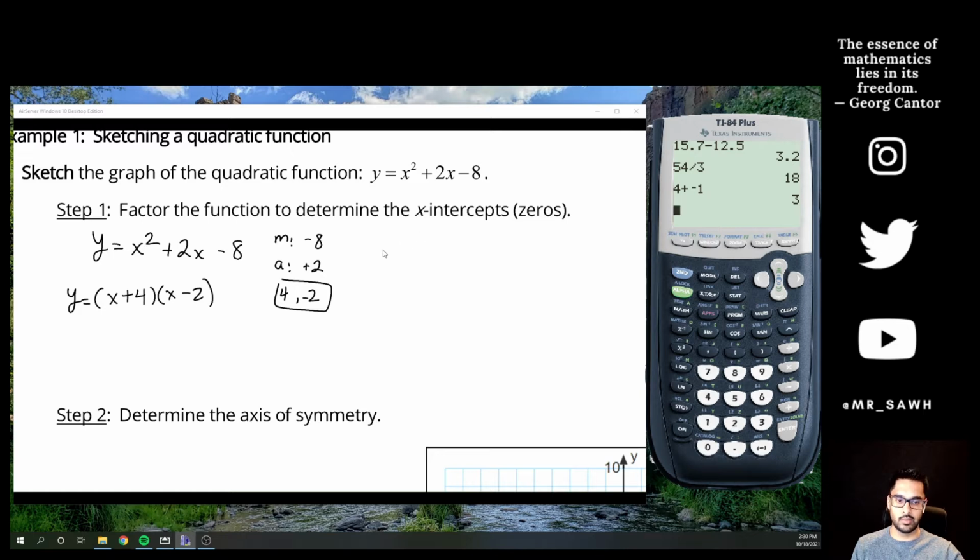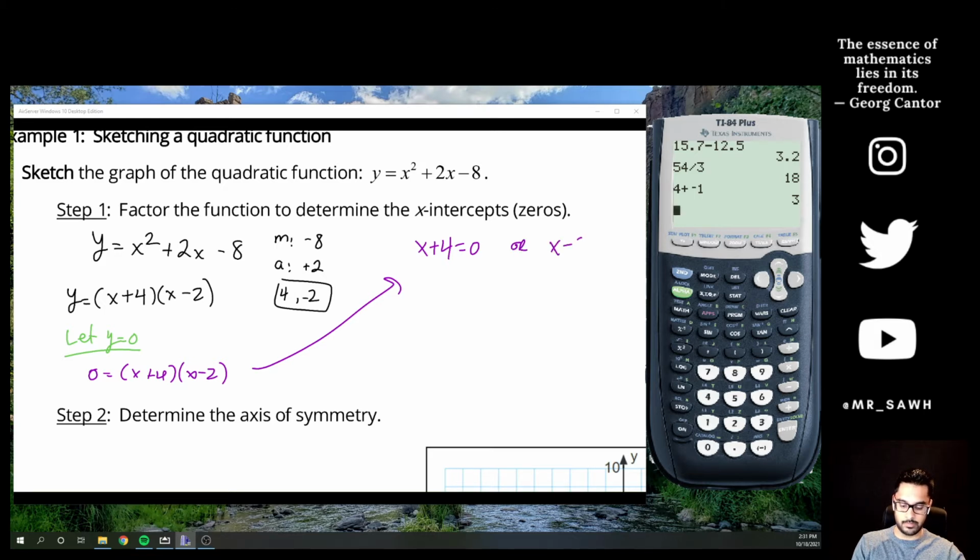And if I'm going to find the zeros, I'm going to let the value of y be 0. Right? Let y equal 0. So my equation then will say 0 equals x plus 4 multiplied by x minus 2. And again, you're going to take each of those, I'll move it up here, and make them equal to 0 to find the specific x values that make it possible. And there's going to be two of them, because I have two factors, I'm going to have two intercepts.